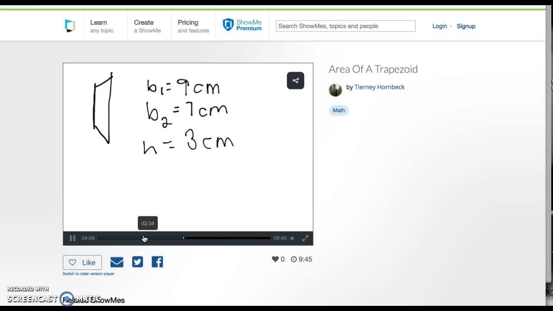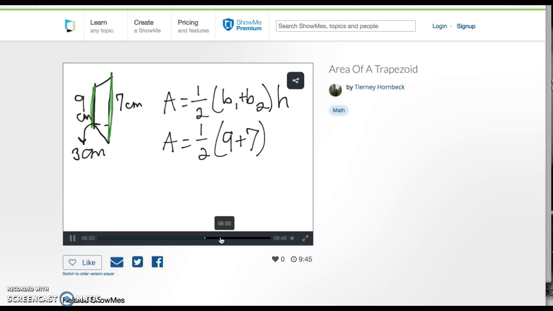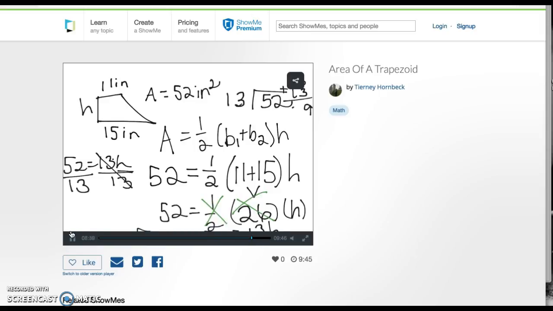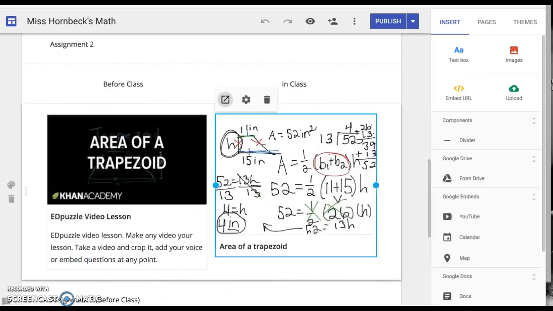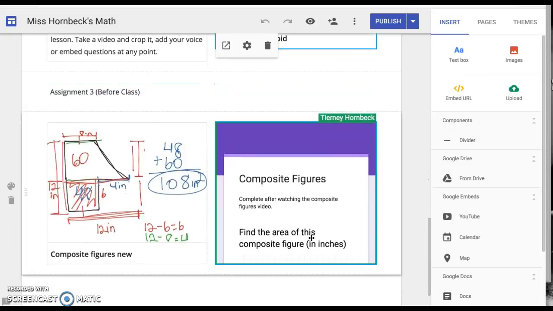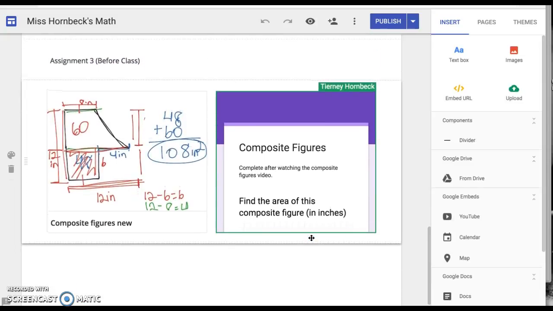Again, I'll do an example of this one sideways because I know they'll see that on their tests. Examples where they're given the bases and the height, and then also examples where they're given the area and need to find the height. And again, they'll have a worksheet to do after this that I can collect, so I can really look at where they went wrong or what they need help with. Then assignment 3 is a little different.